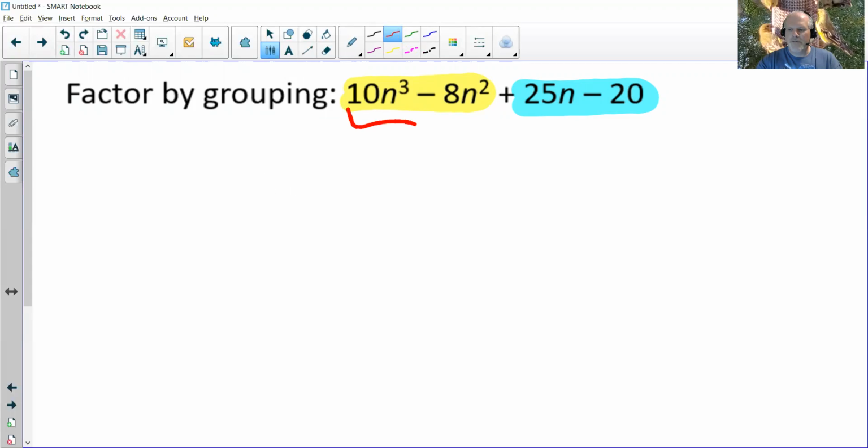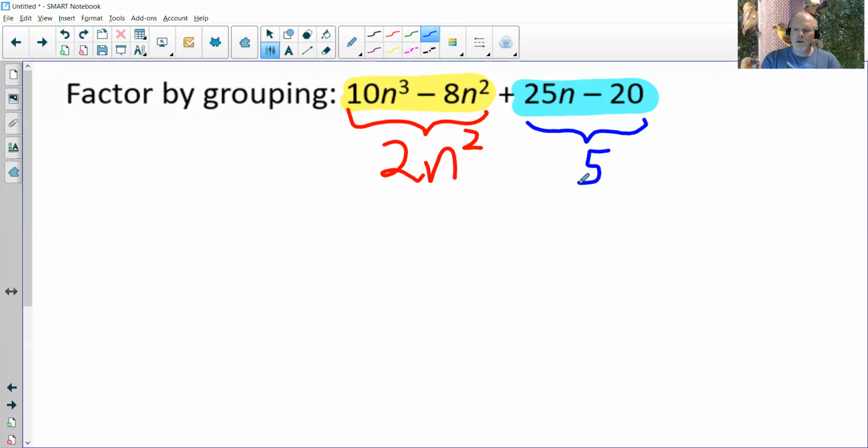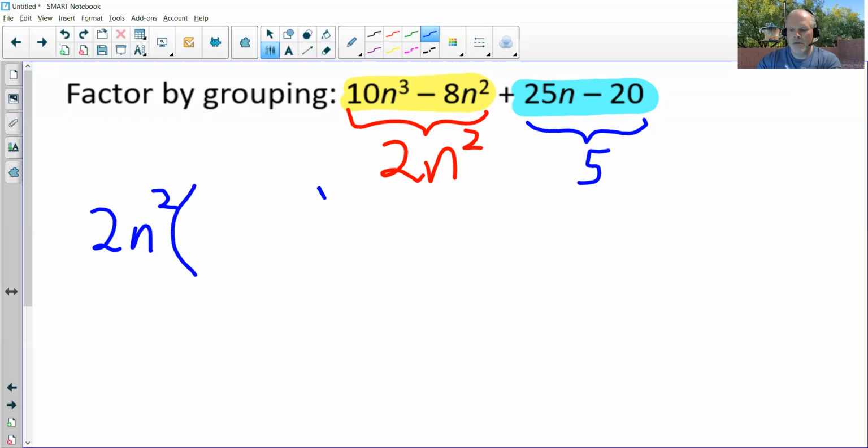So from the first 2 terms, I have a GCF of 2n squared, because I can divide 2n squared out of both of those terms and not get a fraction. For these 2 terms, I have a GCF of 5. So if I write this out, I'm going to get 2n squared, and then what am I left with here?